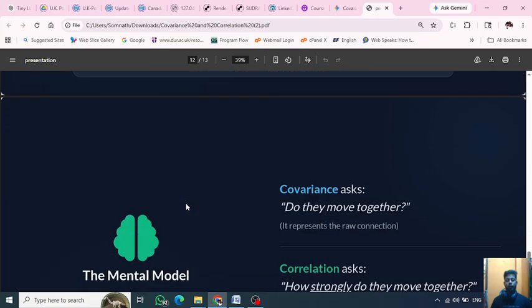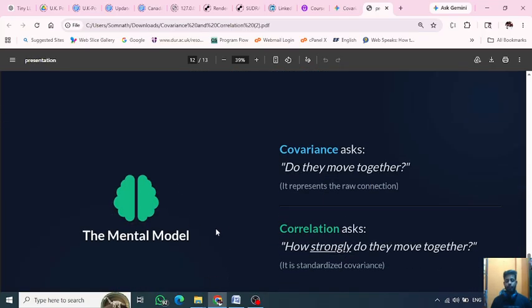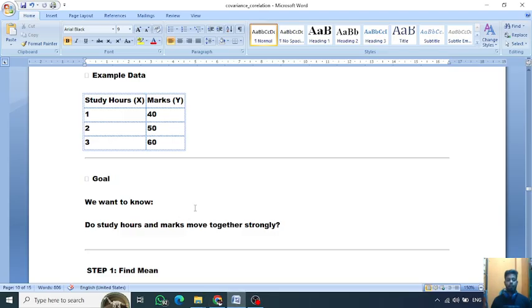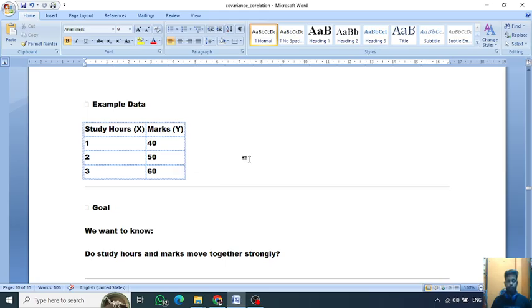Let me show you how it is mathematically calculated. So covariance asks, do they move together? And correlation asks, how strongly do they move together? This is actually the mental model. Let's memorize this. Let's have a look at how we can mathematically calculate correlation and covariance. First, we have to calculate the covariance, then correlation.